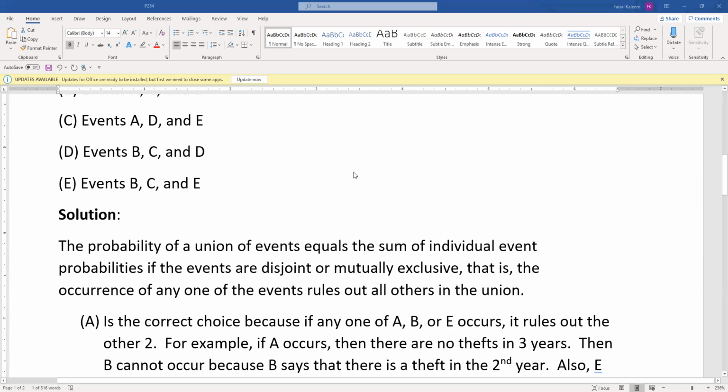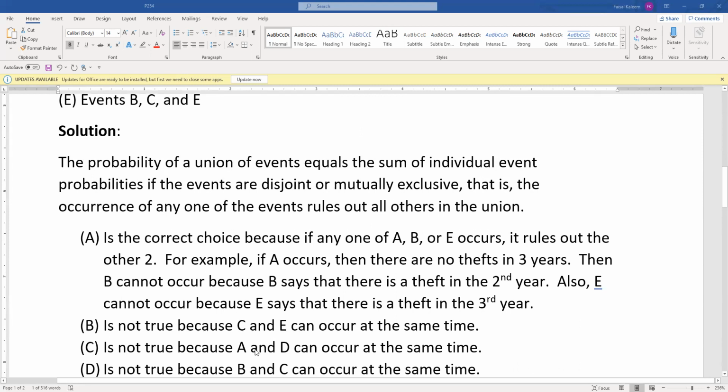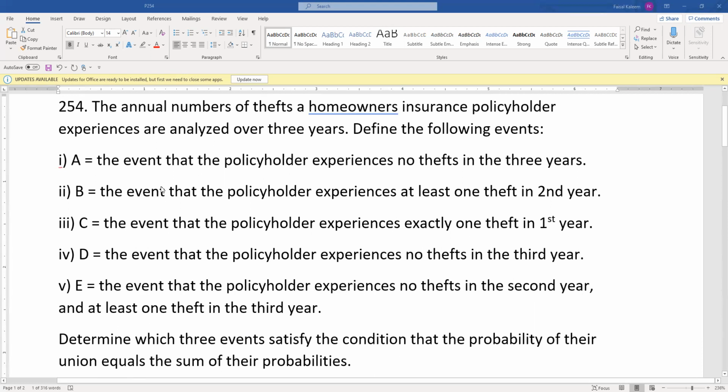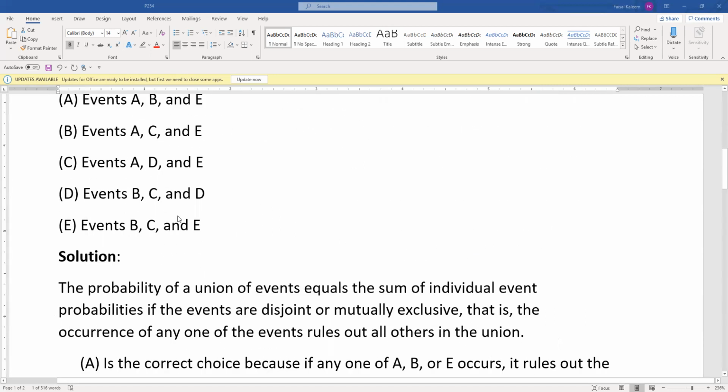So then let's look at choice C. C says A, D, and E. Here A and D can occur at the same time. A says that no thefts in 3 years, and D says that no thefts in the 3rd year. So in fact, if A happens, then D definitely happens. So therefore, they can happen at the same time, and this one is also out.